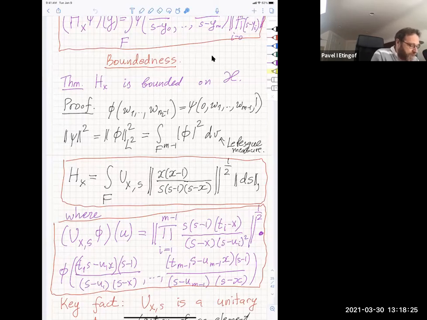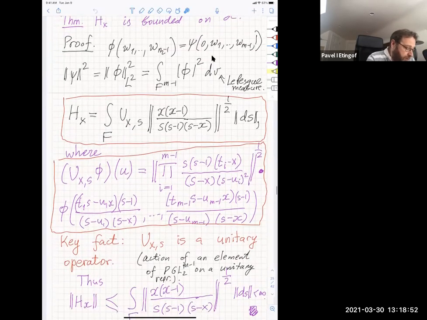And then it turns out that this H_x is just the integral of this unitary operator corresponding to the point S against a measure. Well, there is a constant because x is fixed, but the measure is 1 over the square root of the norm of S, S minus 1, S minus x, ds.